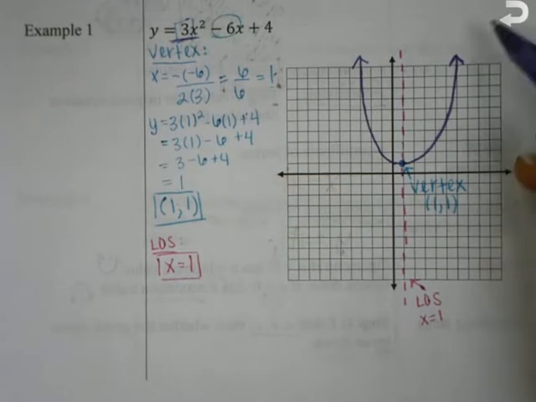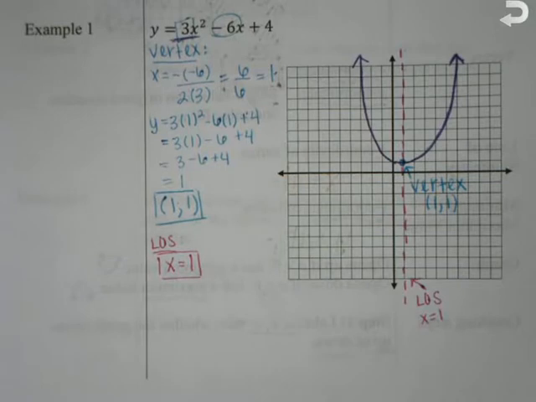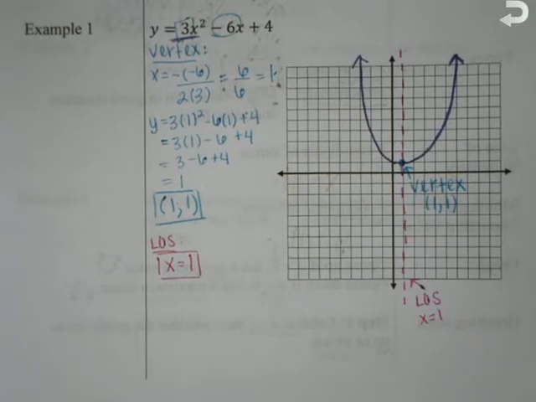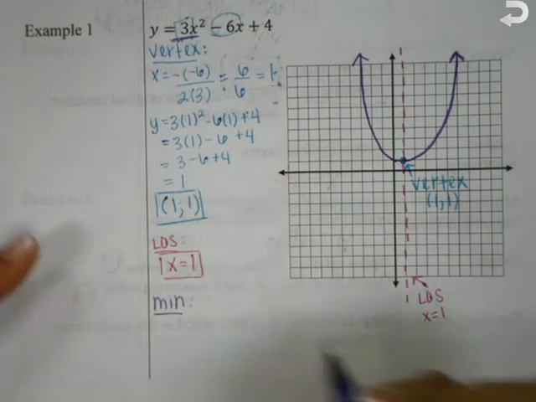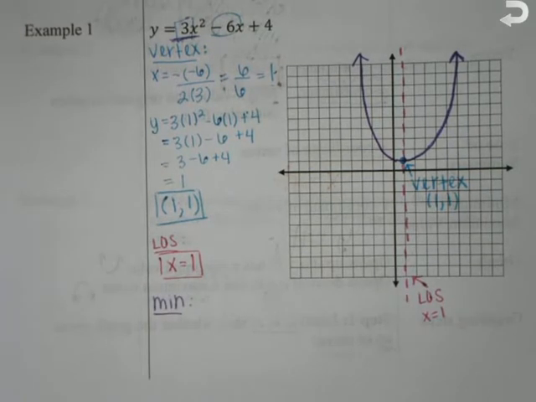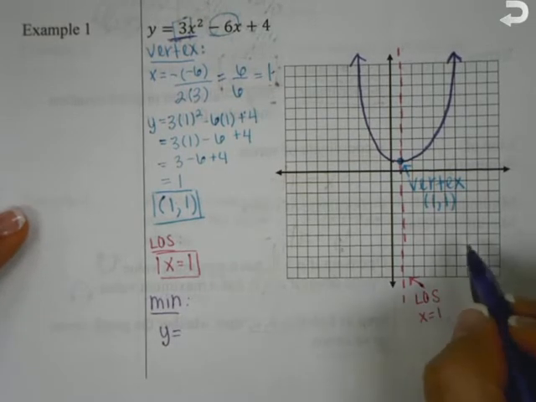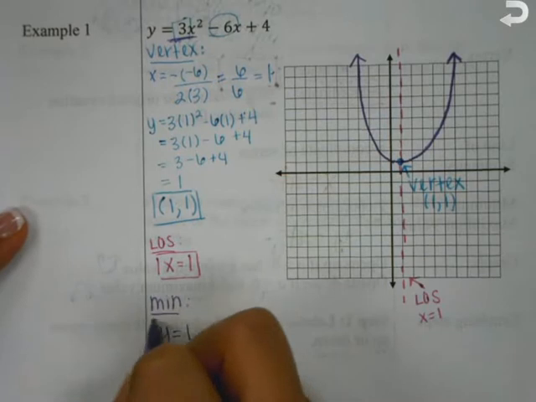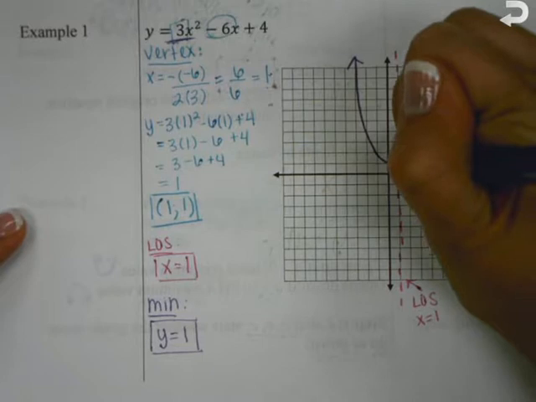Okay, since my parabola is opening up, do I have a minimum or a maximum value? I have a minimum. The minimum is what value? Is it the x or the y coordinate? Y. It's the y coordinate. So the minimum is y equals what? What was the y coordinate? 1. So it's just y equals 1. That's what you can write for your minimum. Let's label it on our graph just so that you have a visual. That is a minimum. Y equals 1. And that is the graph of this equation.